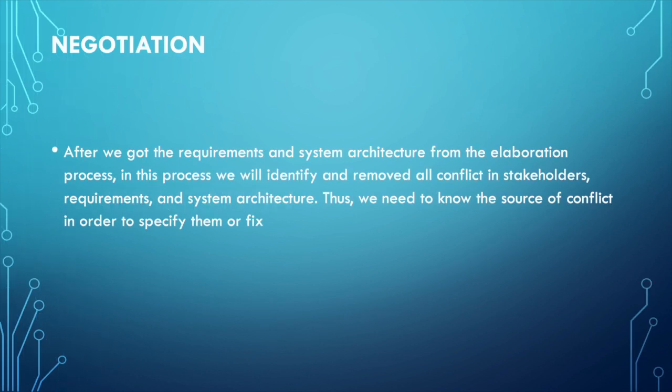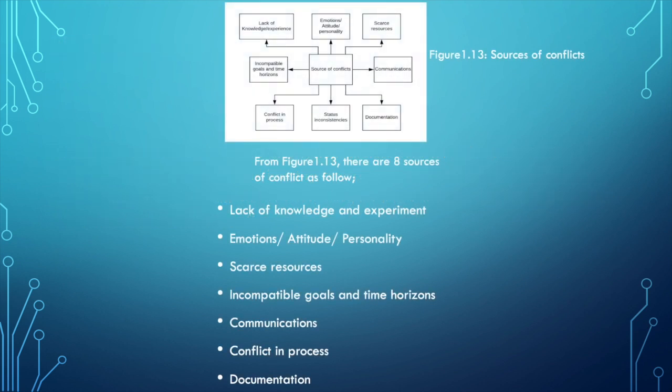Negotiation. After we got all requirements and the system architecture from the previous process, in this process we will identify and remove all conflicts in the project. In order to do that, we need to know the sources of conflicts. There are 8 sources of conflicts found in this project, including lack of acknowledgement and experience, emotions, attitude, and personality, scarce resources, incompatible goals and time horizons, communications, conflict in process, and documentation.